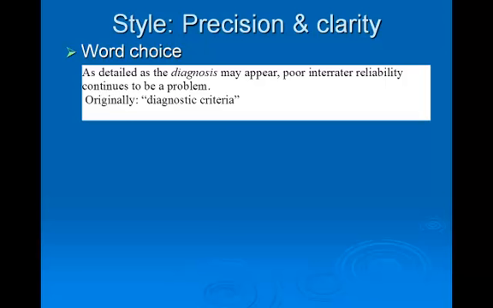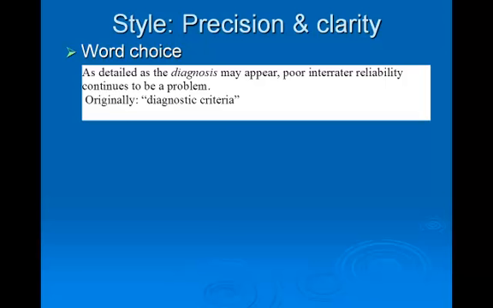And that doesn't really make sense, because a diagnosis can't be detailed, right? A diagnosis is either the end result of some sort of decision process, or it's a category, right? And how can that be detailed, right? And what happened here, the original sentence was, as detailed as the diagnostic criteria may appear. And they were trying to paraphrase. So they paraphrased diagnostic criteria down to diagnosis. And it changed the meaning.